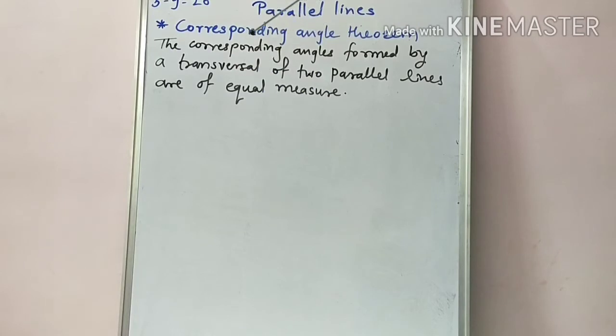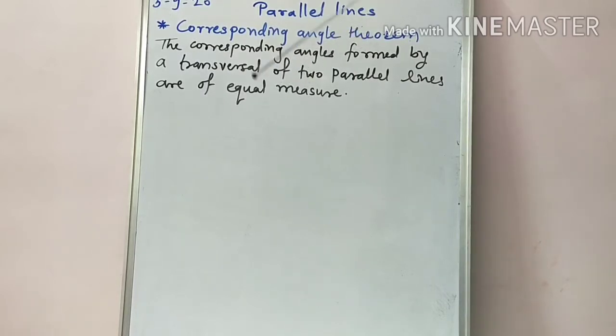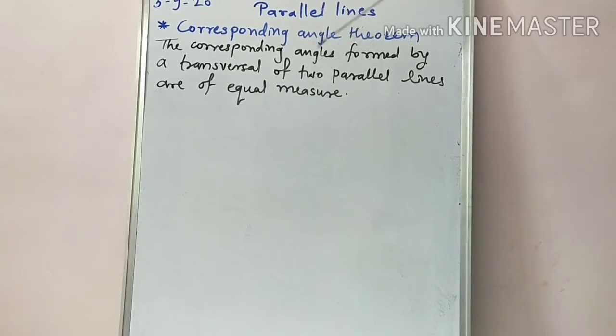Okay, now the next theorem is the corresponding angle theorem. The corresponding angles formed by a transversal of two parallel lines are of equal measures. We have to prove, means if we are given two parallel lines and their transversal, then the corresponding angles formed are congruent or of equal measures. मागच्या previous theorem मध्ये काय? If two parallel lines and their transversal, then interior angles formed on either side of the transversal are supplementary. Two parallel lines होत्या, transversal होती, interior angles pair supplementary prove केली.